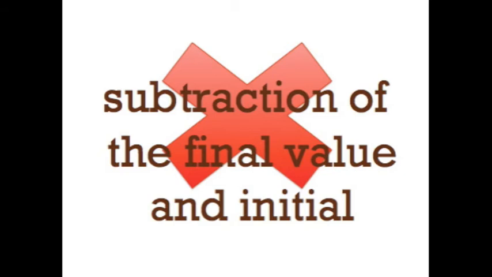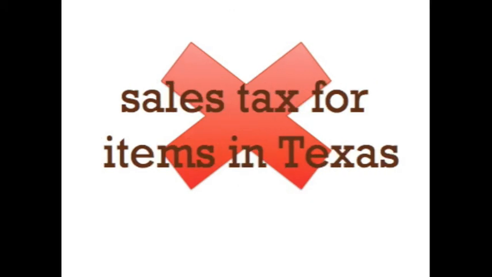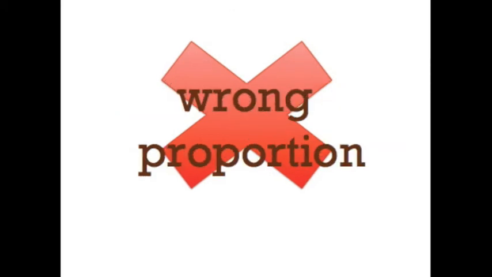Again, one wrong move and your whole answer is wrong. The student might believe that the subtraction of the final value and initial will result in the correct answer or answer choice A. But $10.50 is the amount of tax paid, not the sales tax. Others might guess 8.25% since that is the sales tax for items in Texas, like answer choice B. If they choose answer choice D, the student probably thought the final price, $150.50, was the initial value versus $140, causing them to use a wrong proportion.